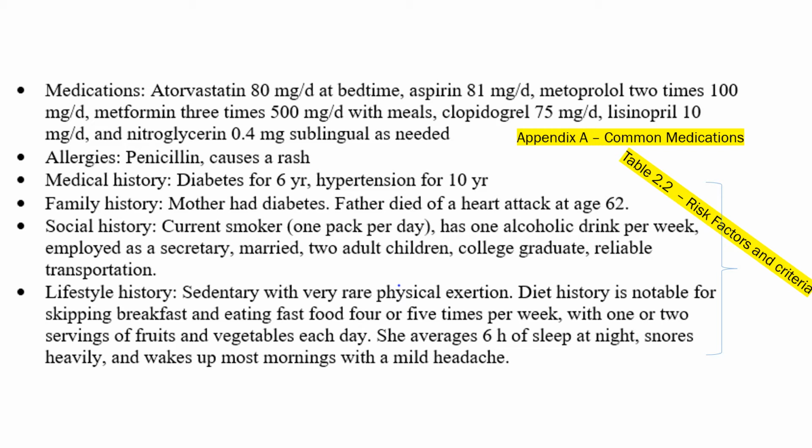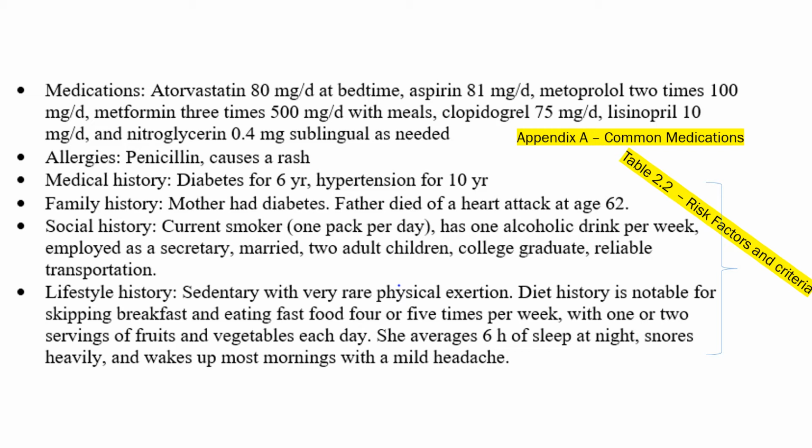She only drinks maybe one glass of wine per week. She has a sedentary job. Her children are grown. She is educated. And she has a vehicle. So we have table 2.2 to look at risk factors and criteria to determine that level of risk. And then there's some information about common medications in Appendix A, in your guidelines book.